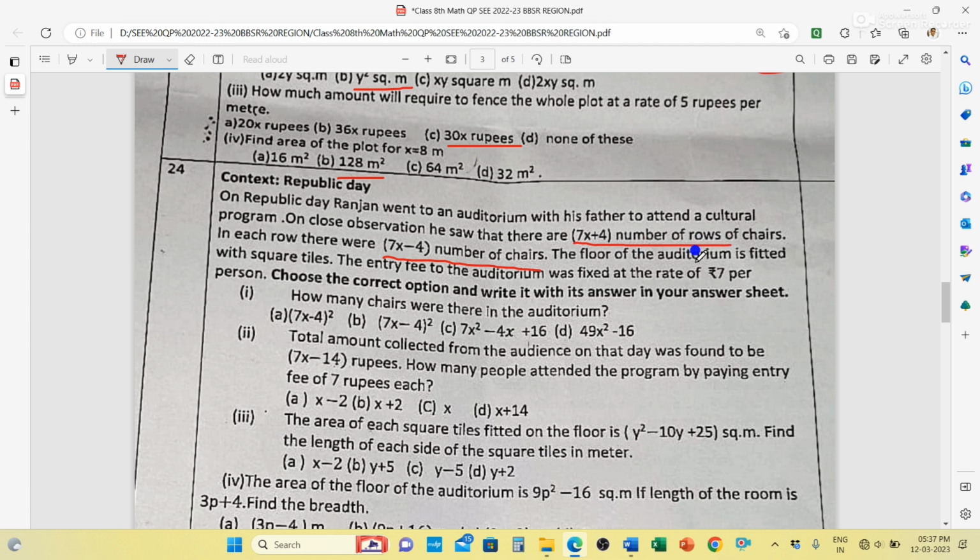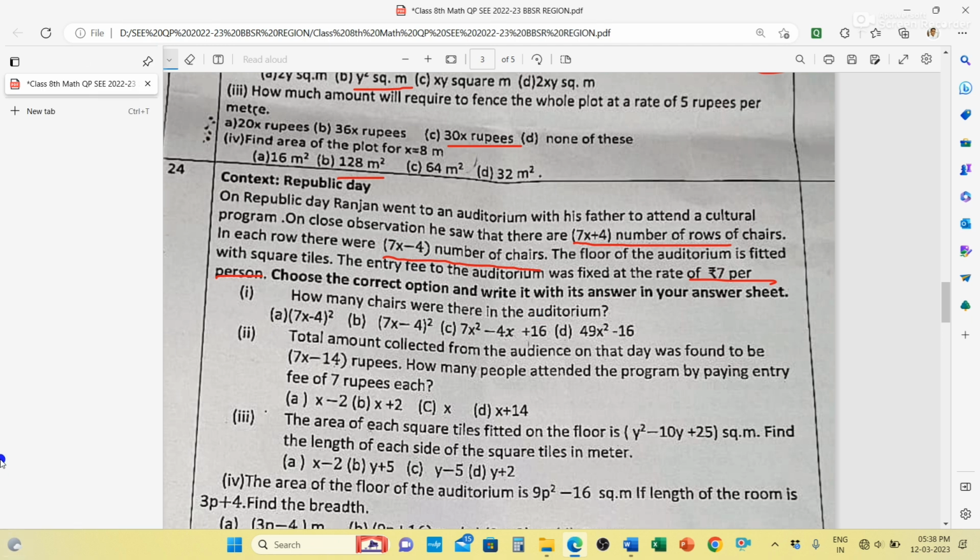Okay. The floor of the auditorium is fitted with square tiles. The entry fee to the auditorium was fixed at the rate of 7 rupees per person. Choose the correct option and write it with its answer in your answer sheet. How many chairs were there in the auditorium?